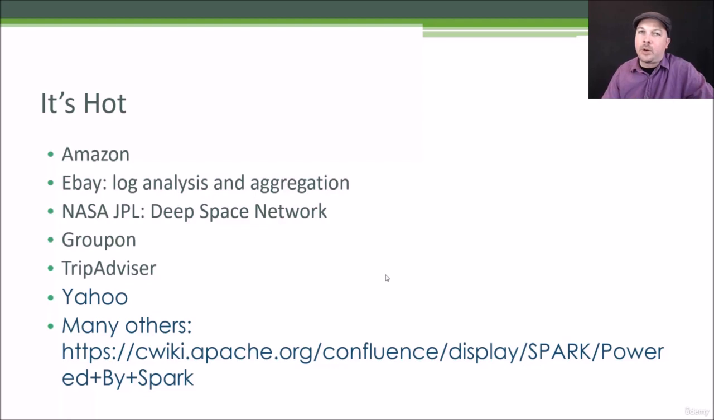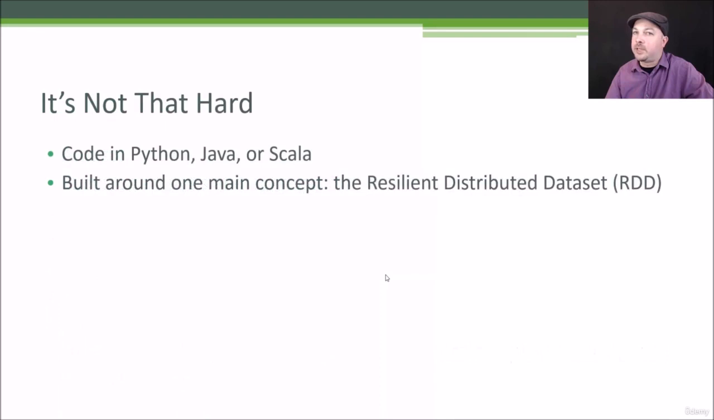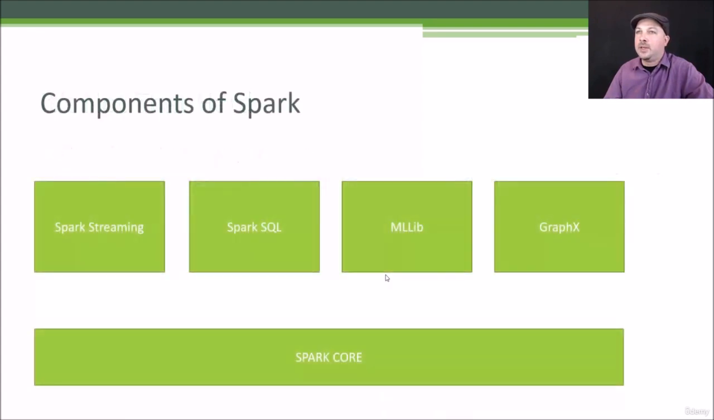So if you are worried that you're getting into the bleeding edge here, fear not. You're in very good company with some very big people that are using Spark in production for solving real problems. And it is pretty stable stuff at this point. It's also not that hard. You have your choice of programming in Python, Java, or Scala, and they're all built around the same concept that I just described earlier, the Resilient Distributed Dataset, RDD for short, and we'll talk about that in a lot more detail in the coming lectures.